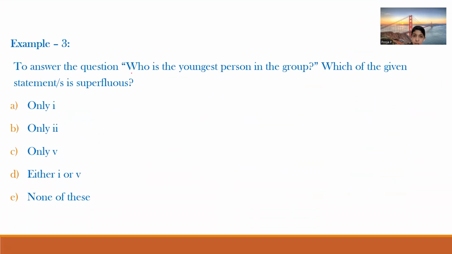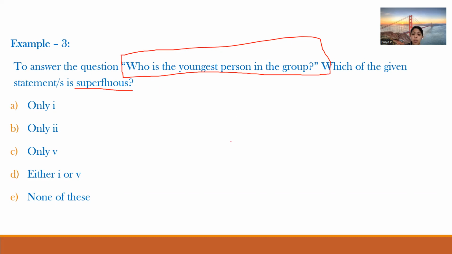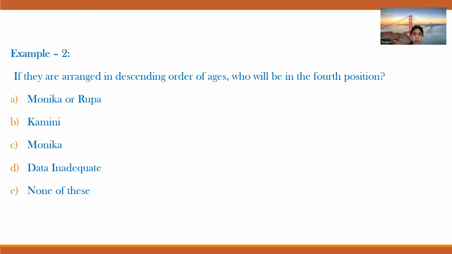Next, to answer the question, who is the youngest person in the group? Which of the following statement or statements is superfluous? So what do you mean by superfluous? It is unnecessary or not required. So just to answer this question, which of those statements do you want to omit? So I'll go back to the statements.